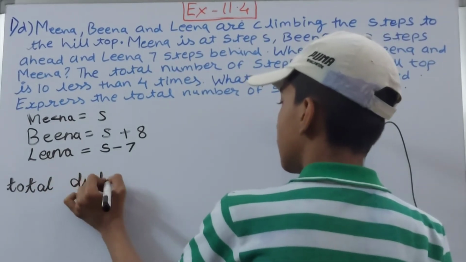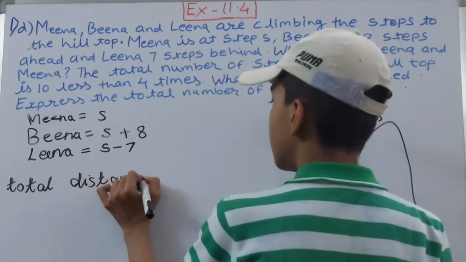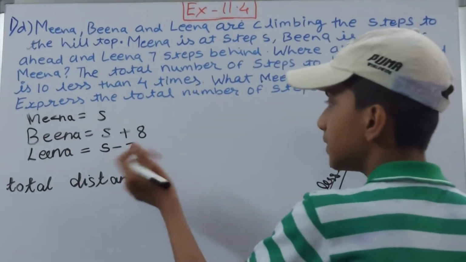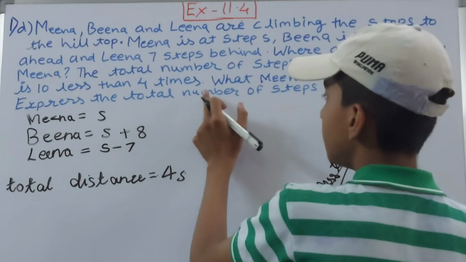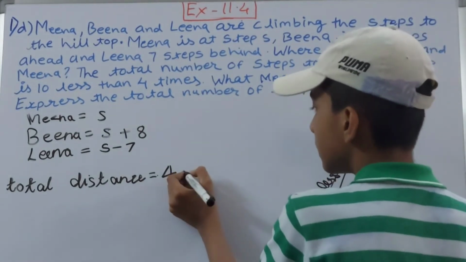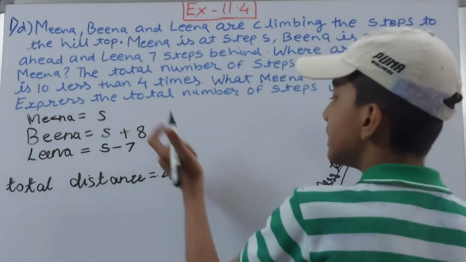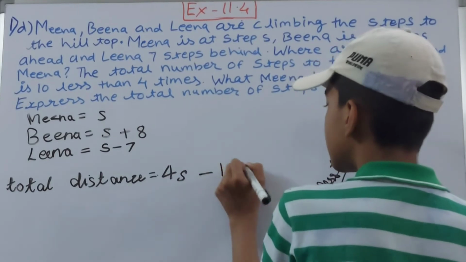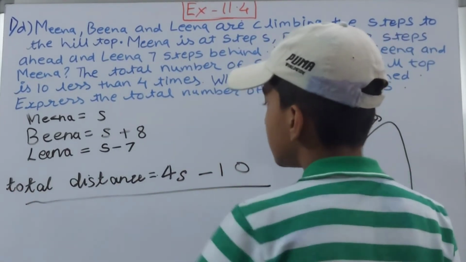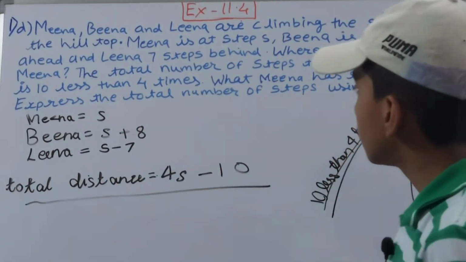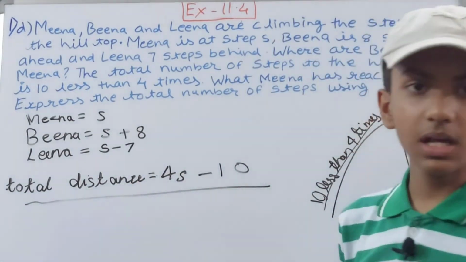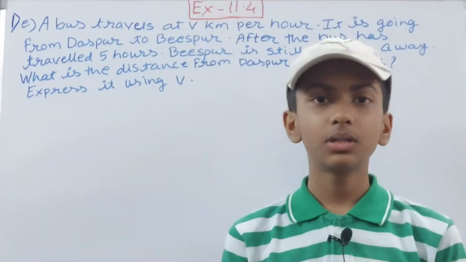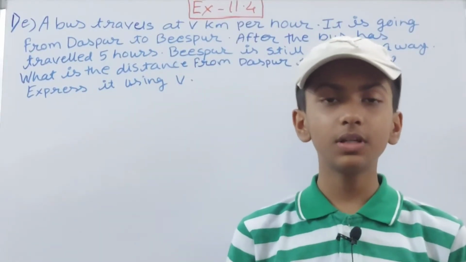So total distance, okay, and that will be first you have to multiply, so 4 times what Meena has reached, that is 4s, and also 10 less than that, so 4s minus 10. So this is the distance of the total number of steps basically, right? So this is total number of steps. Let us move on to the next part. Let's move on to solve the E part.